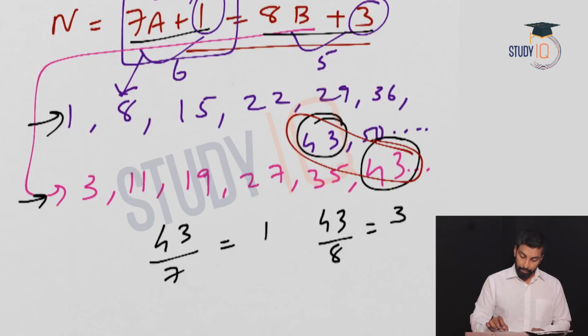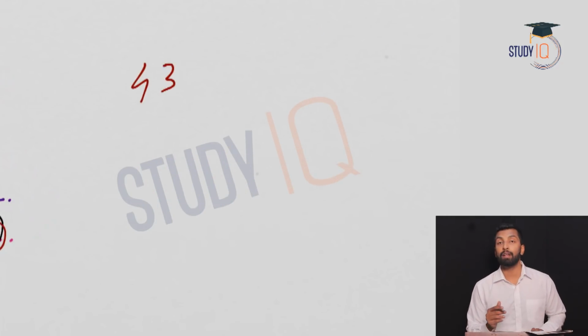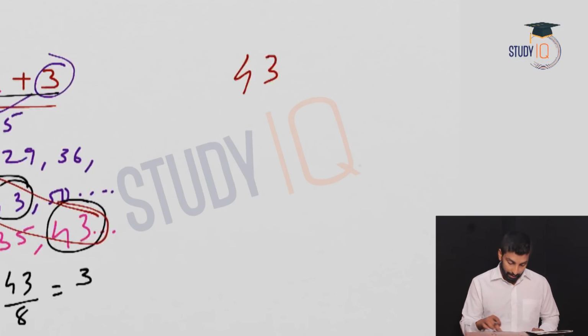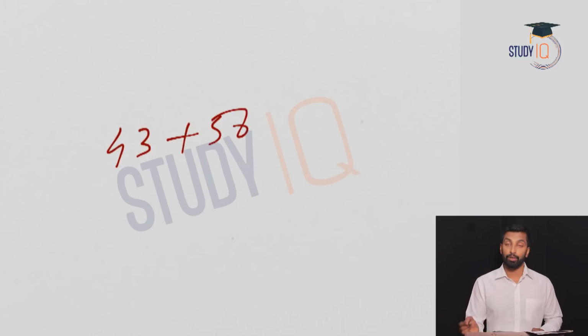If you get the first number, that is 43, okay? Then what is the second number? Second number will be LCM. You need to add LCM. What is LCM here? 7 and 8 LCM is 56. So add 56, you get the second number.